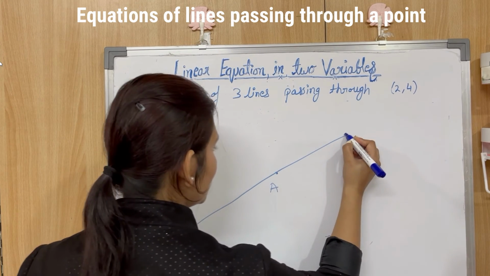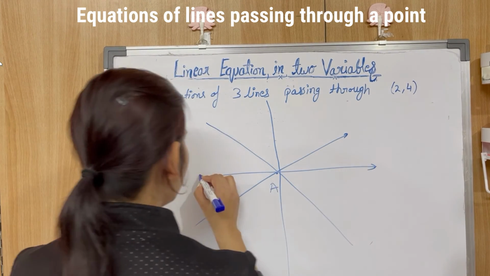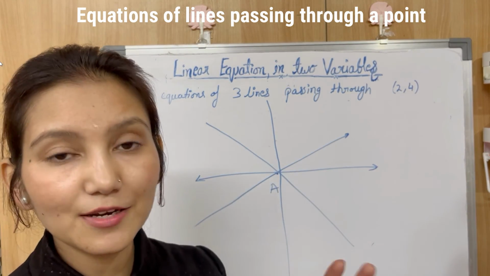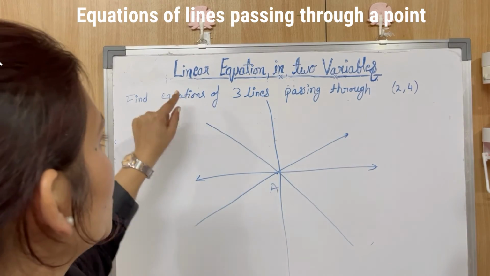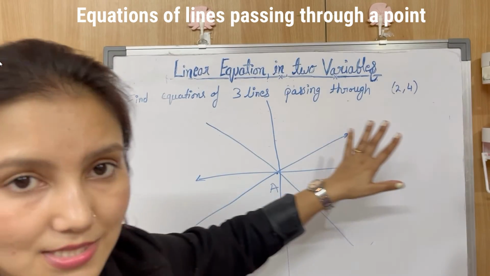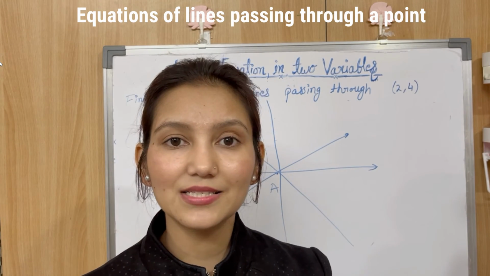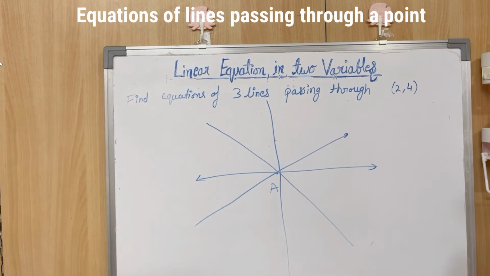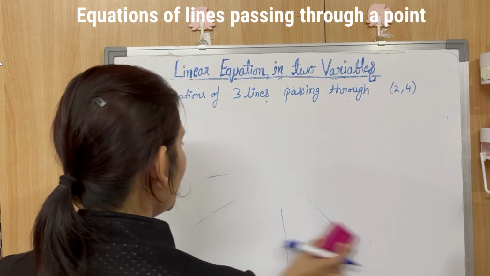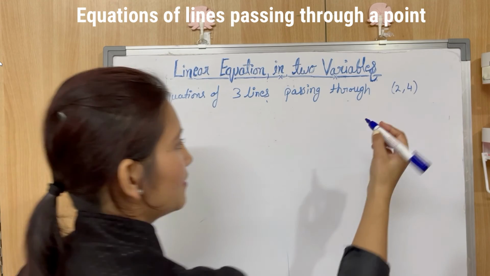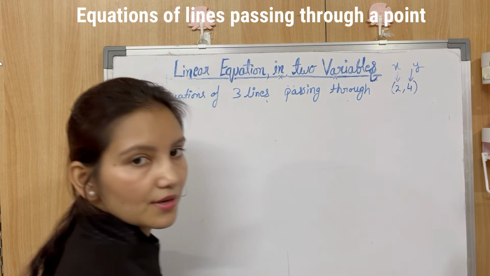So one line can be like this, one can be like this, one can be like this. Okay, so this way many lines can pass through this point. So infinite number of lines can pass through a given point. What this question asks you to find out, it asks you to tell equations of 3 lines that will pass through this point 2, 4. Okay, so we have to find out equations of 3 lines that will pass through this given point 2, 4. So how we'll do it? Okay, so 2, 4, right? So our x is 2 and y is 4, right?